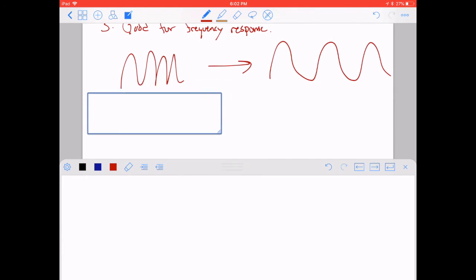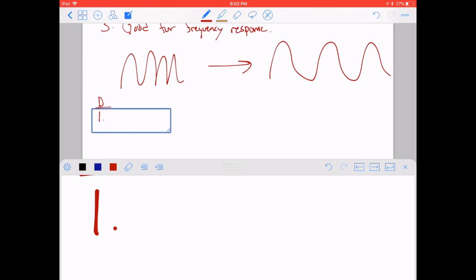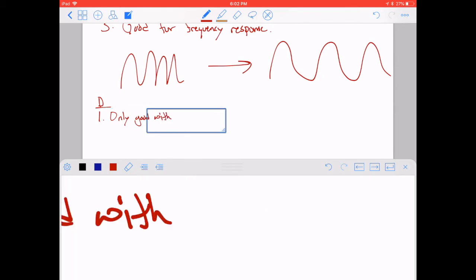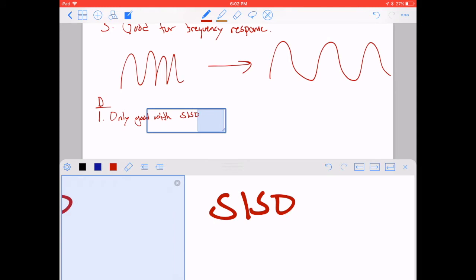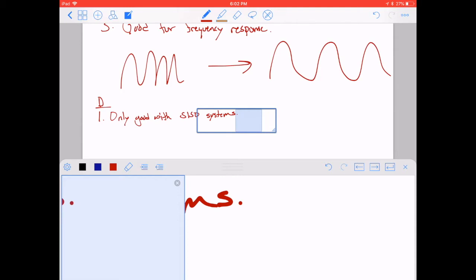On the other side of that, there are some disadvantages to transfer function analysis. The first one is that it's really only helpful with SISO tools, so only good for single input, single output systems. And that's what we've seen so far. There are ways to extend it to multiple input, multiple output systems, but it ends up just being a matrix of a lot of transfer functions, and then you analyze each one individually.